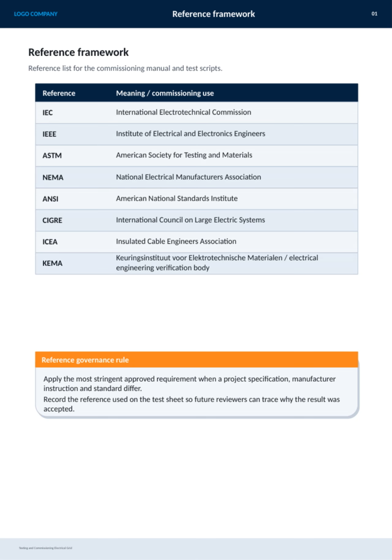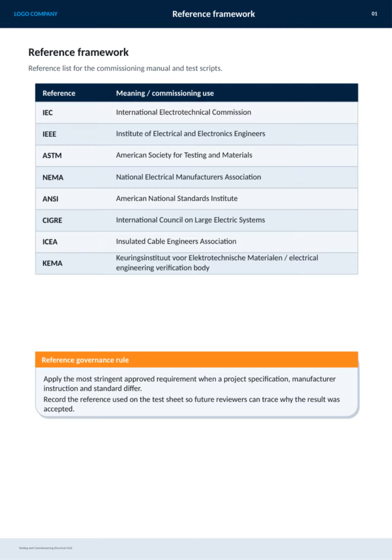On this slide, we focus on the reference framework for testing and commissioning electrical grids. This framework serves as the backbone for our commissioning manuals and test scripts, ensuring consistency and reliability throughout the process. We rely on several key standards organizations, including the IEC, which stands for the International Electrotechnical Commission, and the IEEE, or Institute of Electrical and Electronics Engineers. Others include ASTM, NEMA, ANSI, SIGER, ICA, and KEMA, each contributing specific guidelines or certifications essential for our work.